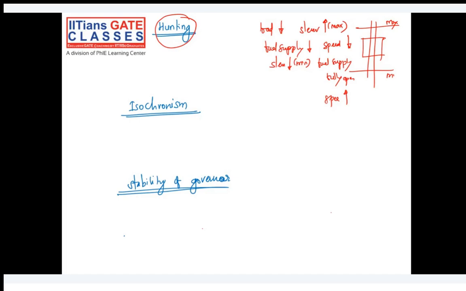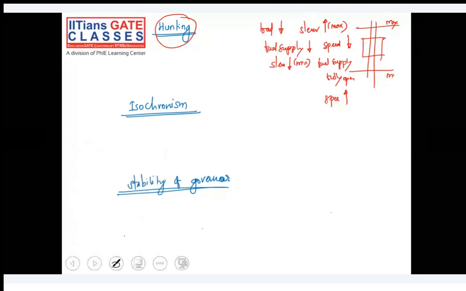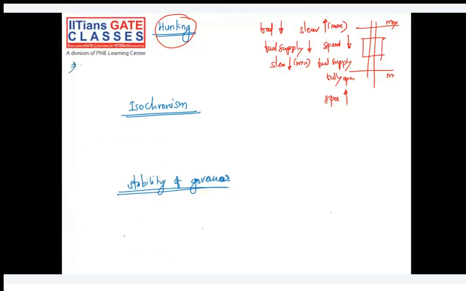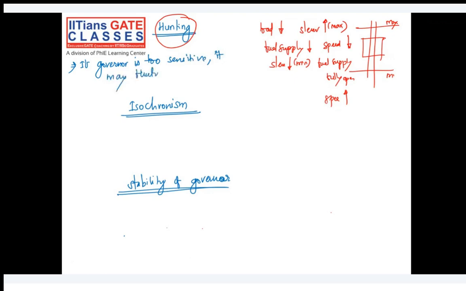Okay, sensitiveness of the governor is a desirable quality, but if the governor is too sensitive, it will end up fluctuating continuously, and the phenomenon is known as hunting. Okay, are you getting this point? So I would say here you should write down: this will occur if the governor is too sensitive, it may fluctuate continuously. Okay, and this phenomenon is called hunting.